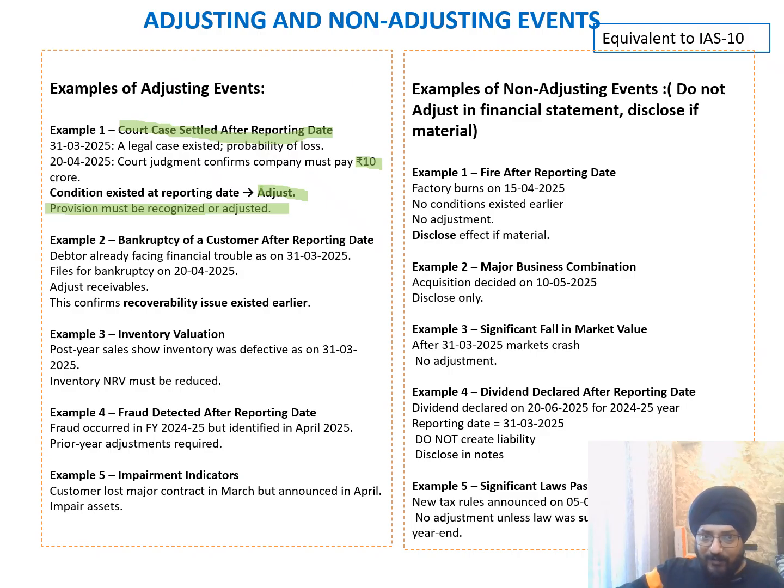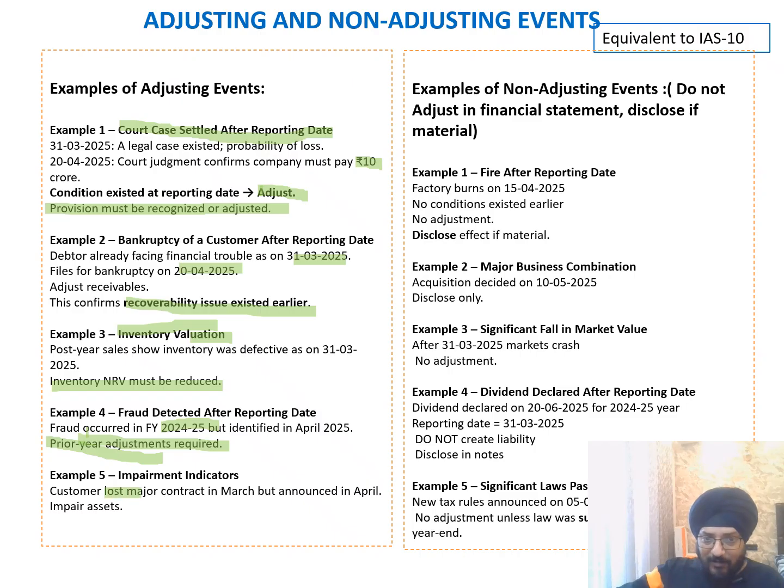Bankruptcy of a customer after the reporting date. The debtor was already facing financial trouble on 31st March 25 and filed for bankruptcy later. So we discussed this. Example 3 is the inventory valuation. Post-year sales show the inventory was defective on 31st March 25. Inventory NRV, net realizable value, must be reduced. Fraud detection after the reporting date. Fraud occurred in 24-25, so the condition was already there in 24-25. And if it got discovered in 25 before the approval of the financials, then it has to be, not disclosed, in fact, adjusted.